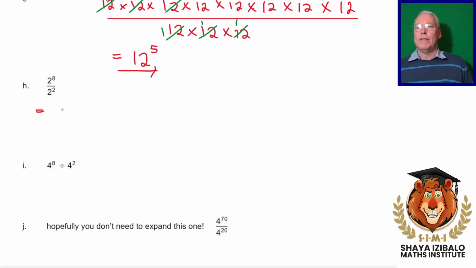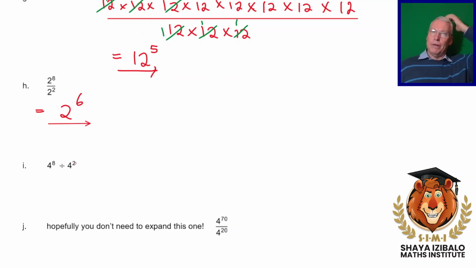Okay, what do you think the answer is going to be to this one? Yeah, it's going to be 2 to the power of 6. Okay, because there are 8 2's on the top and there are 2 2's on the bottom. So when we cross out the 2's, there'll be 6 left on the top. Okay, if you're not sure, write it out.